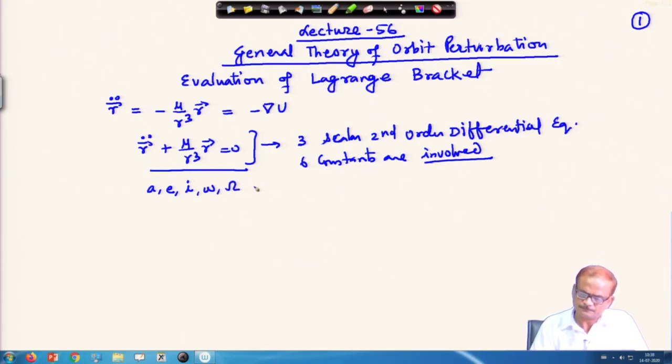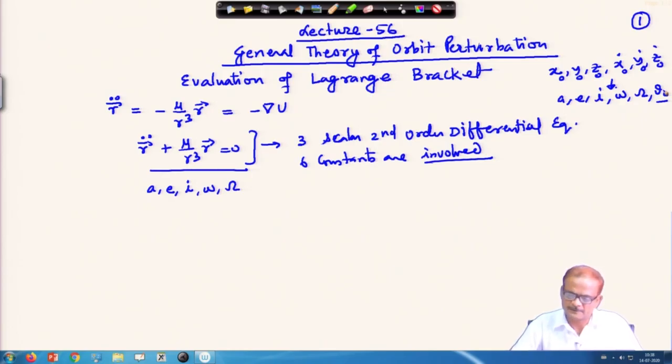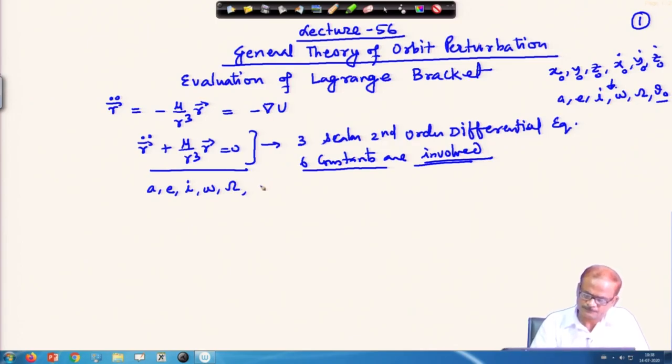The other constant, see, we will make a little difference here. If we are given x, y, z, and x dot, y dot, z dot at any instant of time, say at t 0, which we indicate by putting the subscript 0, then the corresponding orbital parameters are a, e, i, small omega, capital omega and theta 0, whatever the theta value is. But here in this case, since we say there are 6 constants involved, the last constant we will identify with what we write as sigma. Where is it appearing from?